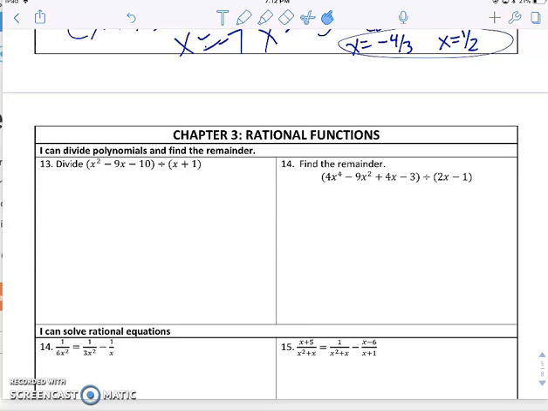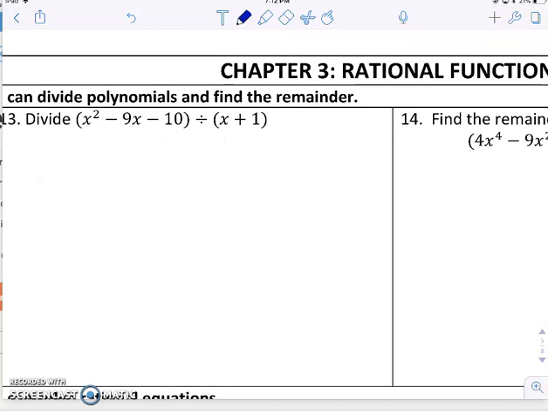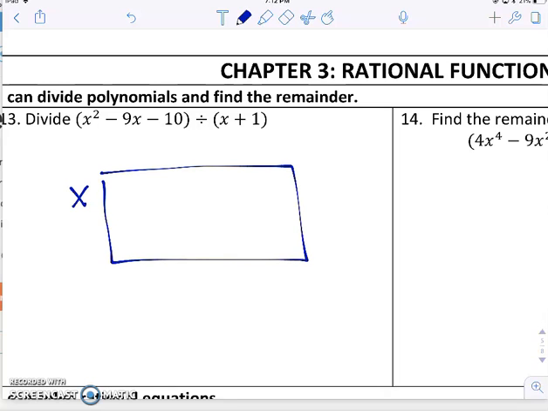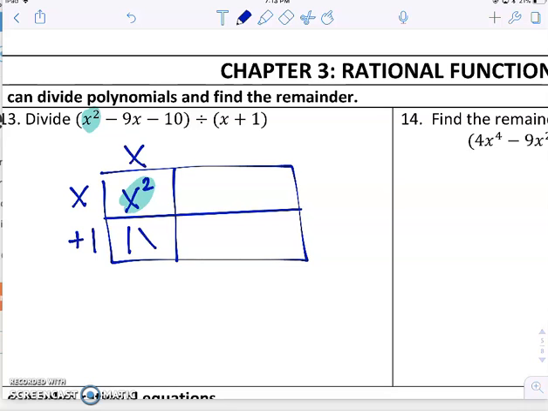Chapter 3 starts out with some polynomial division. If you guys remember, we did division with the boxes. So x plus 1 goes on the outside, and this is on the inside. So we'll put x squared on the inside. So x times x is x squared, x times 1 is 1x.